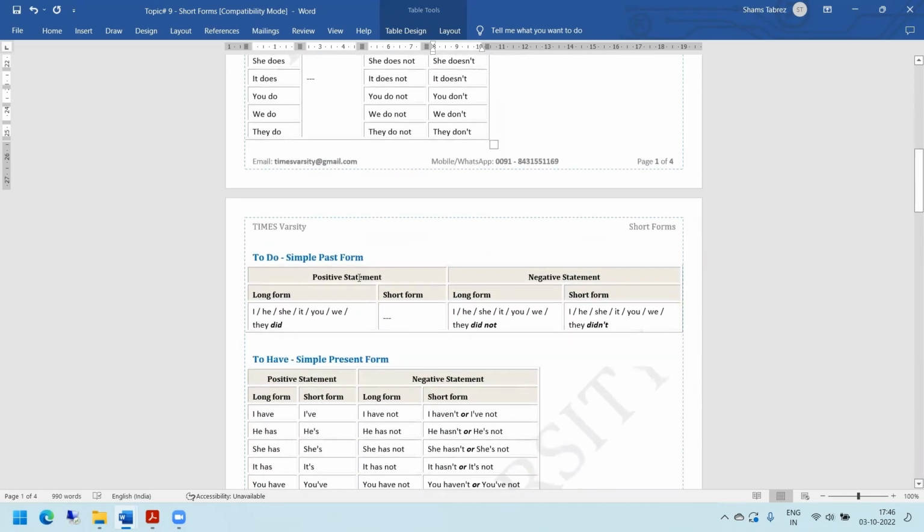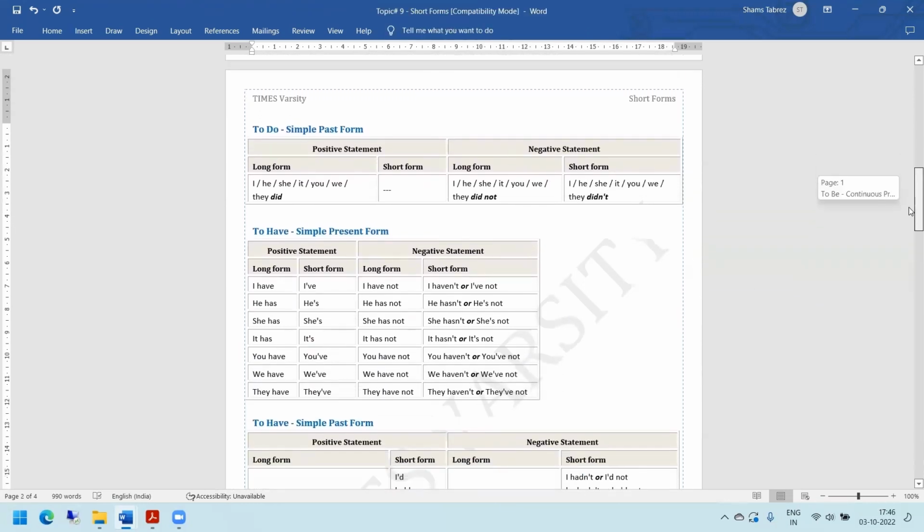If we talk about the simple past form, where we use the second form of the verb, like I did, he did, she did, they did, there is no short form. However, there is a short form if we add negative to it. For example, they did not, he did not, you did not. The short form of did not is didn't. All right, didn't. This is the simple past form.